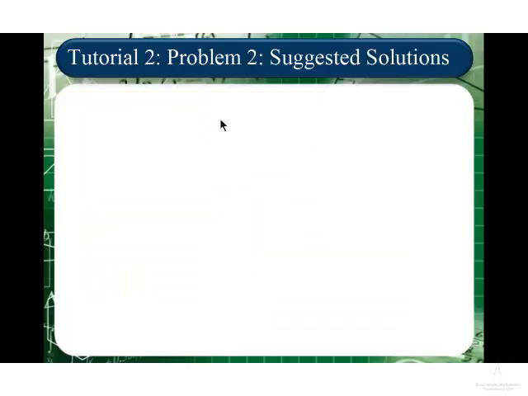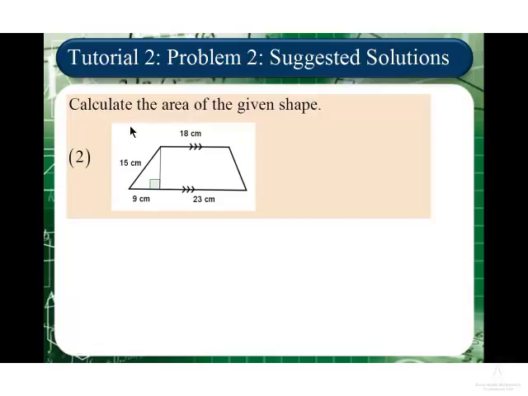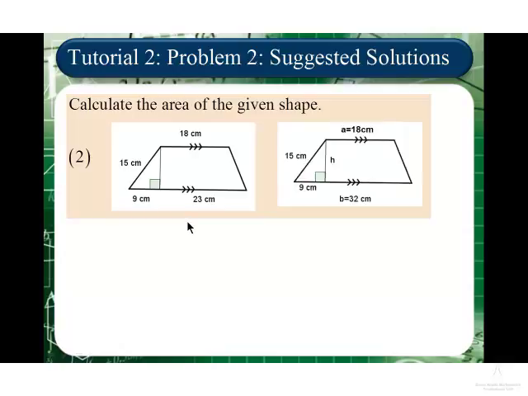Let us have a look at the solution for problem 2 of tutorial 2. Here we have to calculate the area of the given shape, that is, of the trapezium. So, to establish the parallel side lengths, we see that, let's say, side A has length 18 centimeters, and the second parallel side has length B is equal to 32 centimeters.